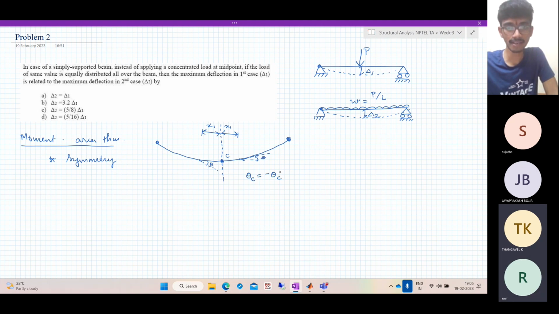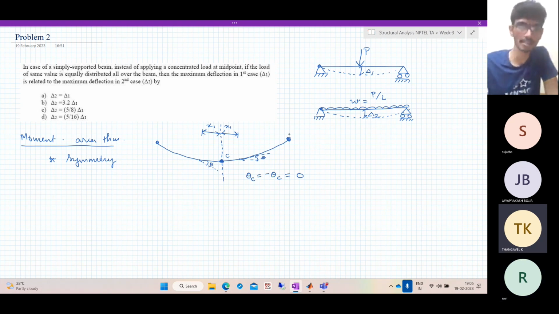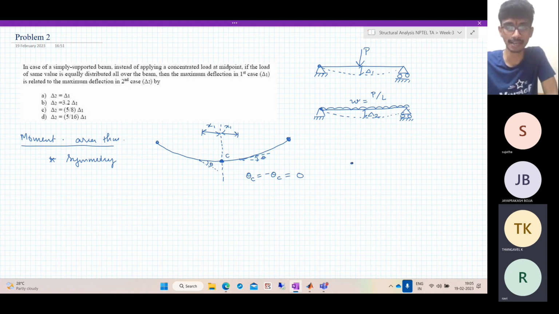So because of symmetry, what does this mean? This means it has to be equal to 0, because no non-zero number is equal to its negative. So it should be 0. So the slope of the elastic curve at the midpoint, when the beam is subjected to symmetric loading and boundary conditions, is 0. So I hope you know this substructuring technique.